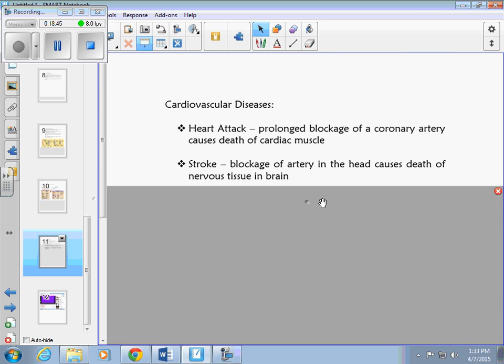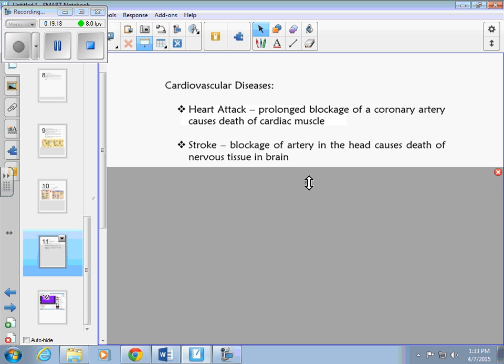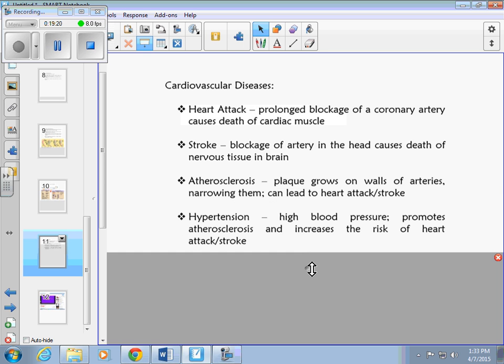The last section here focuses on cardiovascular diseases. So if homeostasis fails, here are some things that could be happening. It could be a heart attack, and a heart attack is caused by a blockage of the coronary artery. The coronary artery is an artery that delivers nutrients directly to the heart. So if you block that, then that cardiac muscle isn't getting the nutrients that it needs, and it could die, and that's what causes the heart attack. A stroke is where there's a blockage of an artery in the head and causes death of some of the nerve tissue that's in the brain.